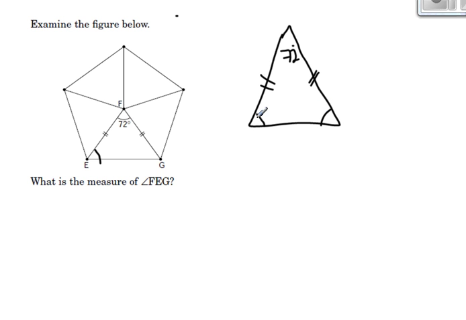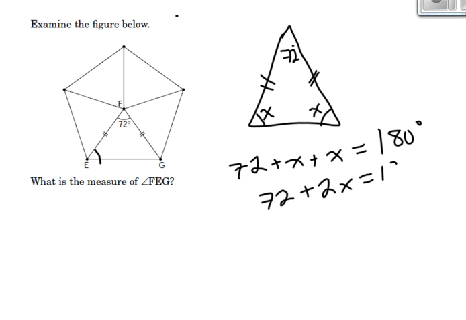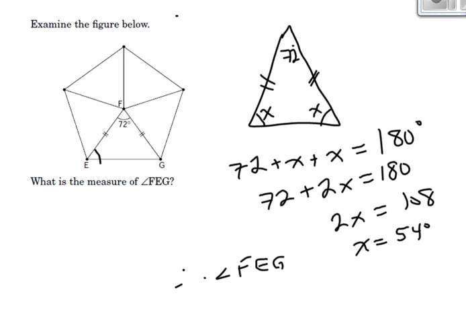Now, if I call this x and I call this x, then I can say that 72 plus 2x is 180 degrees because that's a triangle. Subtract 72. 2x is 108. So x must be 54 degrees. So therefore, angle FEG is 54 degrees. Did I have to worry about the whole 5-sided shape? Nope, not at all. That was pretty nice.